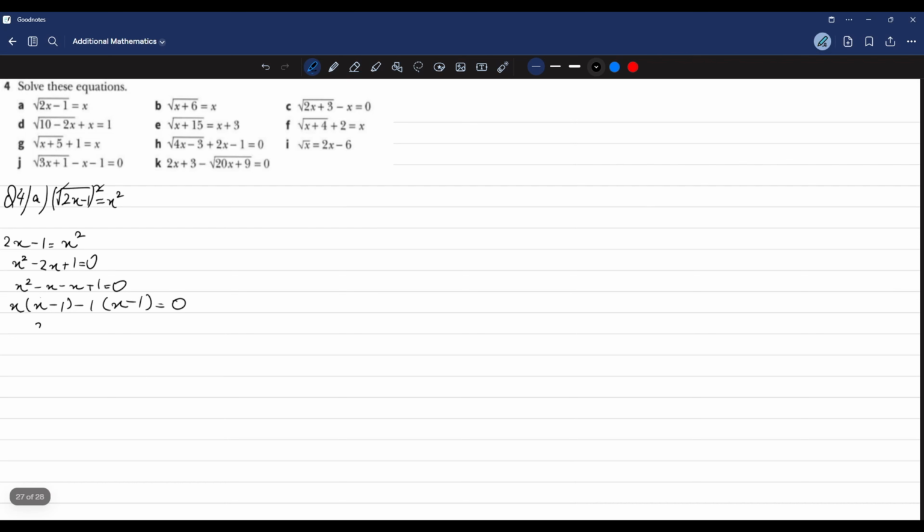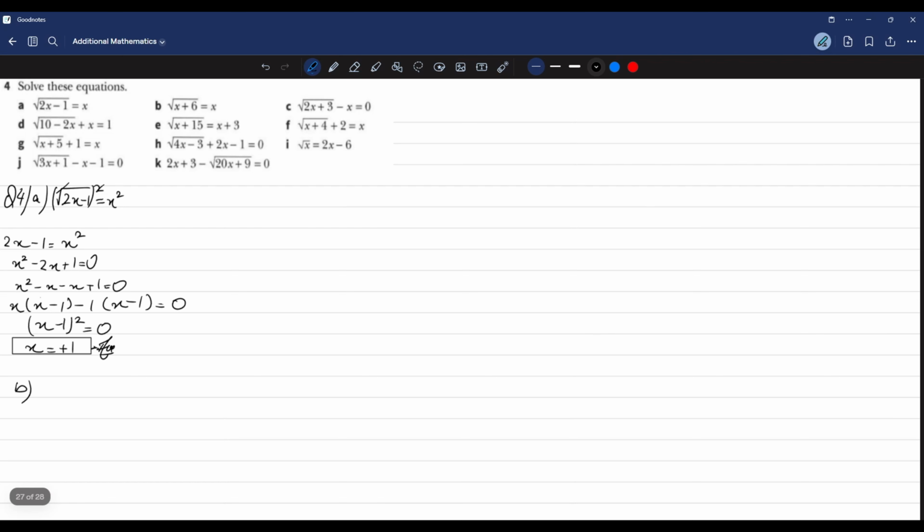So we have got x minus 1 whole squared is equal to 0. Basically, we have got a factor which is x is equal to positive 1. And that's it. This is your answer for this part. Question number 4a is 1.